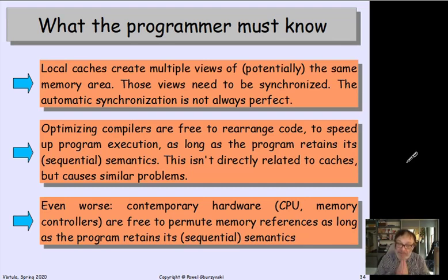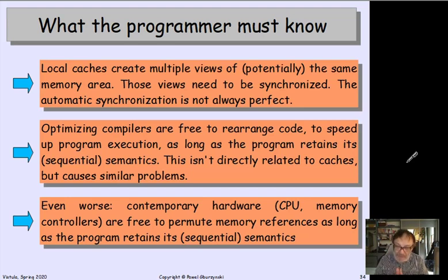This isn't directly related to caches, but may cause similar problems. The problem is that you look at the program, you see some sequence of instructions, everything is fine. The program executes correctly as a single thread. But now when this program coexists with other threads that make assumptions about the order in which the instructions are executed, then we stumble into problems.